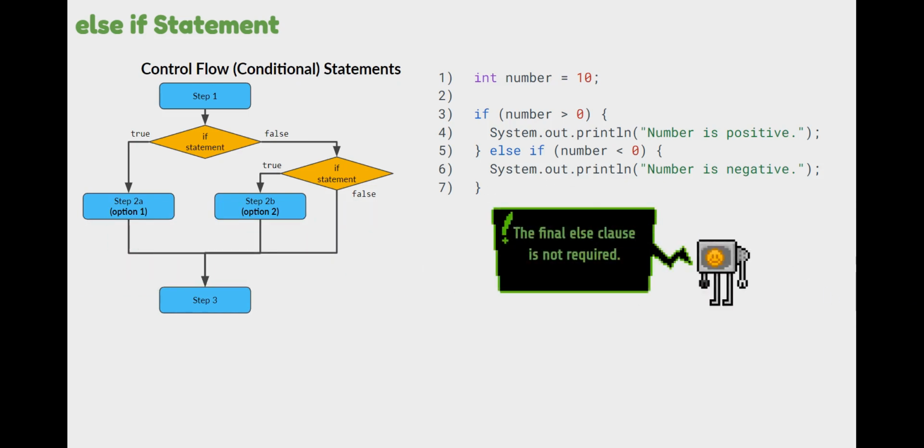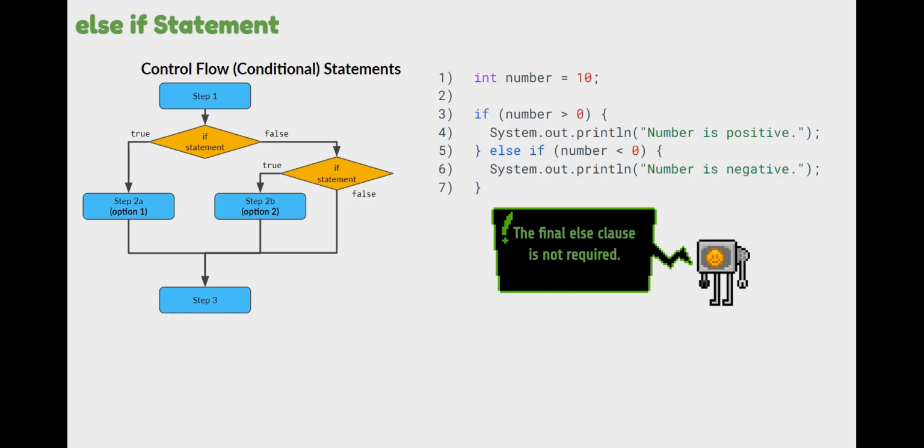You don't need that final else clause. That final else clause is not required. You can have an if without an else. You can have an else if without an else. The first statement that we learned was just the if by itself without the else.